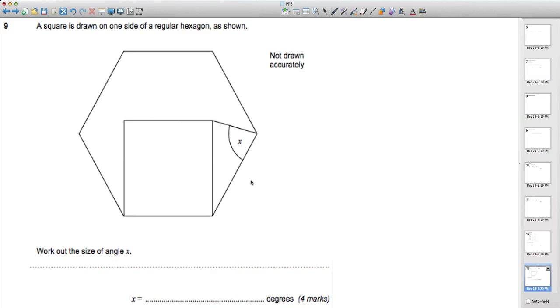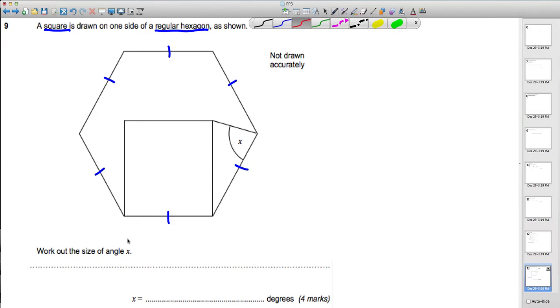Okay, question 9. A square is drawn on one side of a regular hexagon. Let's remember, regular hexagon. Work out the size of angle x. Now, if it's regular, all the sides are the same. So if it's regular, all the sides of the hexagon are the same. Okay? That's the first thing. Now, if you've drawn a square here, then one of the sides is one of the sides of the regular hexagon. So the square must have these sides here in particular.